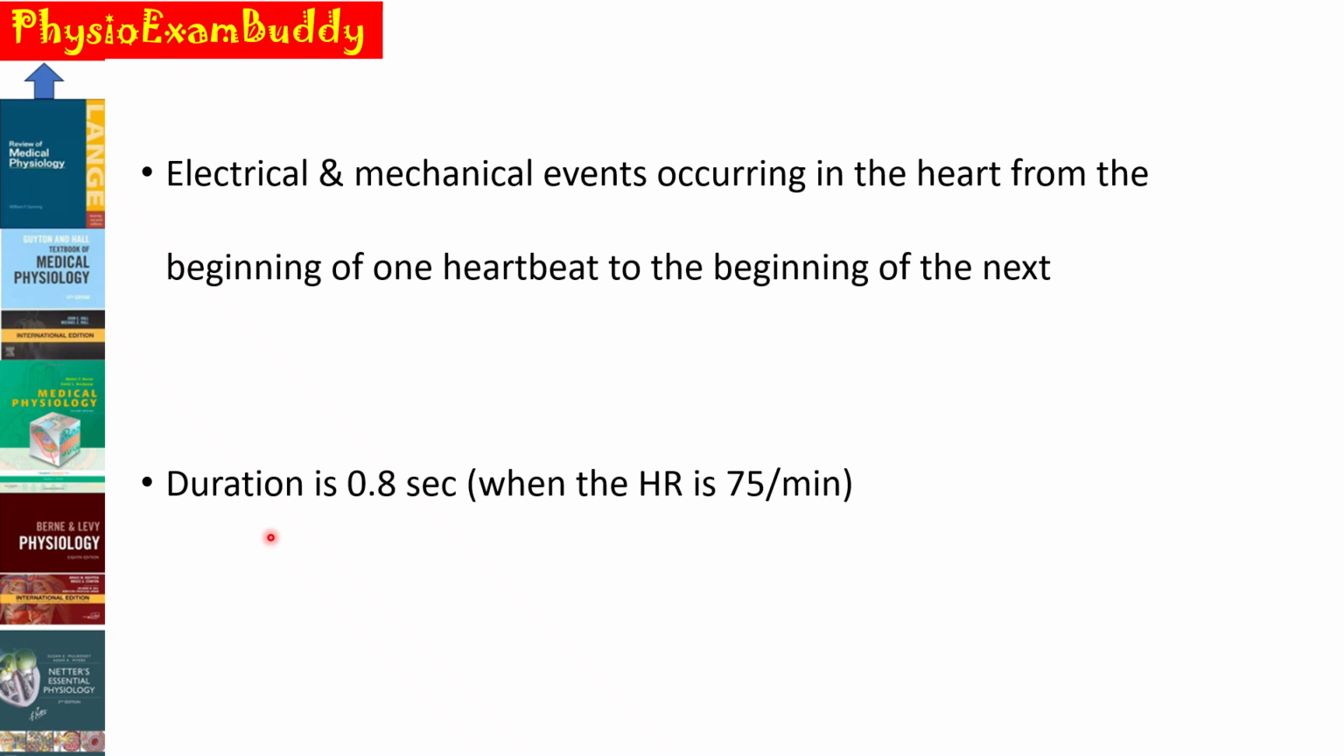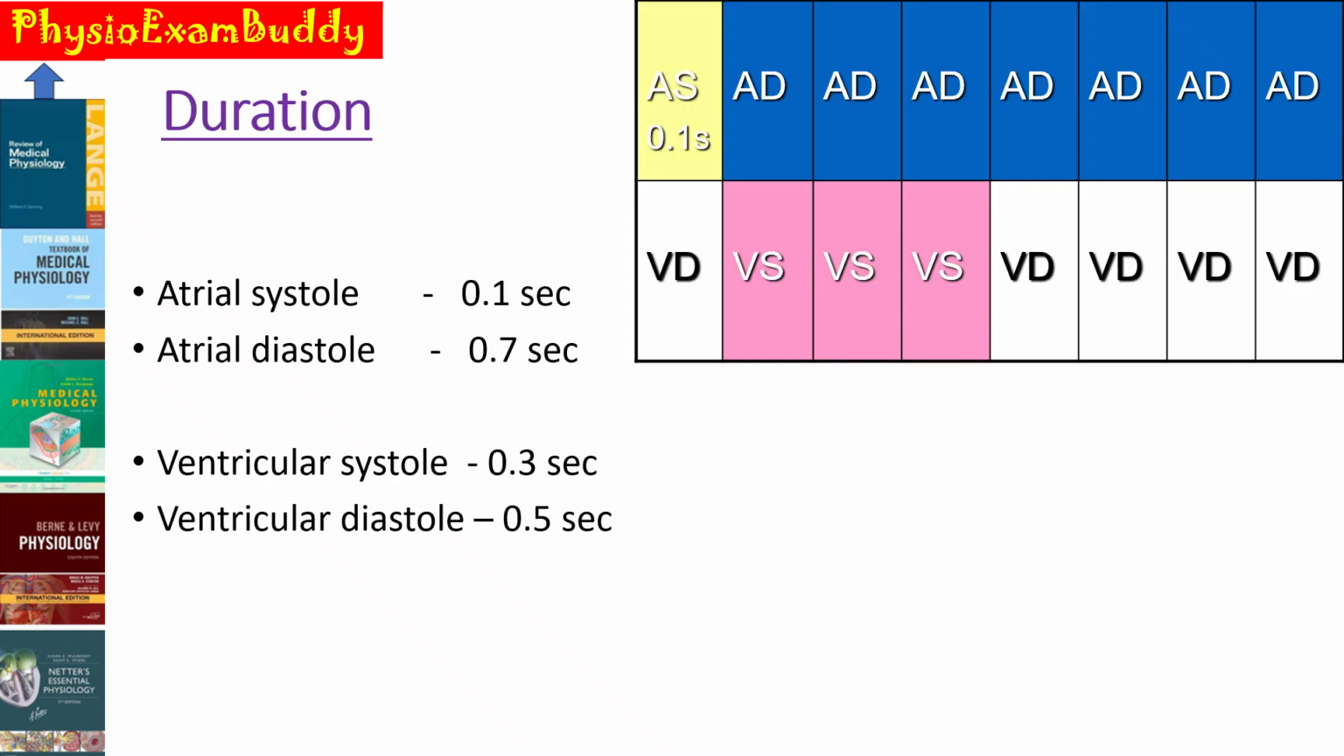The total duration of the cardiac cycle is 0.8 second when the heart rate is 75 per minute. Whenever the heart rate increases, the duration of both systole as well as diastole decreases, but diastole is shortened to a much greater degree than the systole. So first we will study the duration of the different phases in the cardiac cycle.